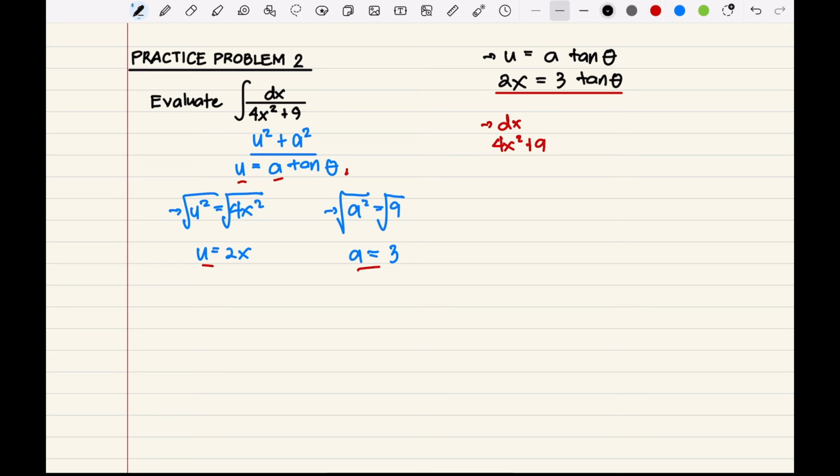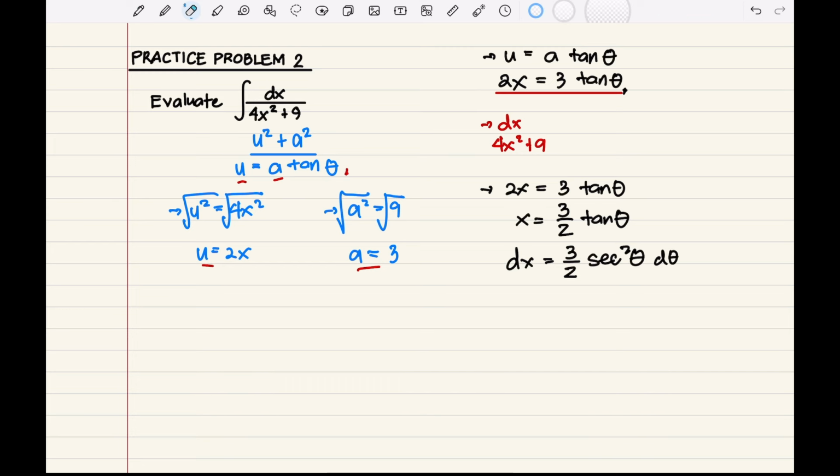Okay, so differential x, makukuha natin yan dun sa equation natin na 2x equals 3 tangent theta. So dividing both sides by 2, we will get the equation x equals 3 halves tangent theta. And then getting the differential, so we have the differential of x now is equal to constant na 3 halves, and then the derivative of tangent is secant squared theta. And then since differential yung kinuha natin, we should write yung differential theta sa dulo. So this is now our substitution for differential x.